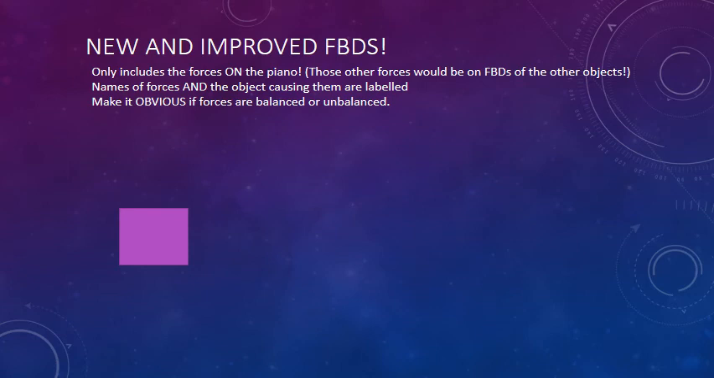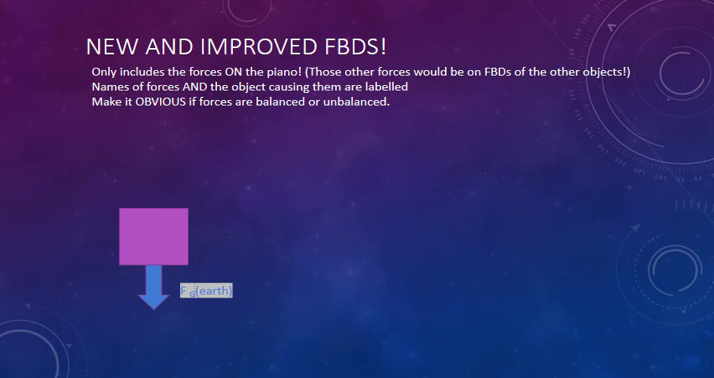All those other forces in the last slide would be on different free body diagrams because they're acting on different objects. From now on, when you draw your free body diagrams, you should include the names of the forces and the object causing them in all of your labels. It won't be considered a complete free body diagram if it doesn't have this. And as we mentioned before, you should make it obvious if those forces are balanced or unbalanced.